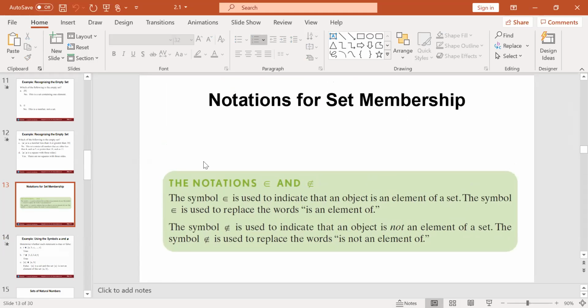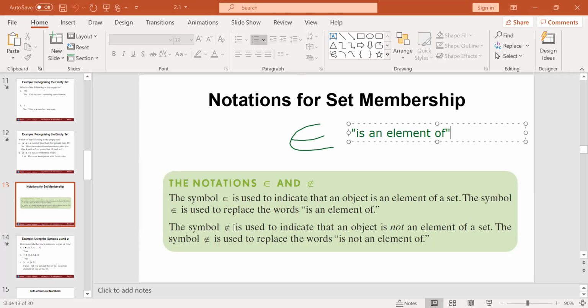So set membership. This is a symbol that we're about to introduce that can tell us if something is an element of a set. It looks like an E or like a sideways trident. What it means is an element of. So when I use this symbol, I'm saying this is an element of this set.